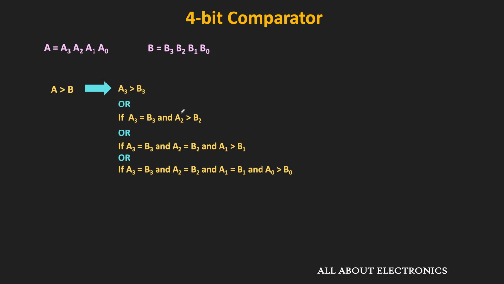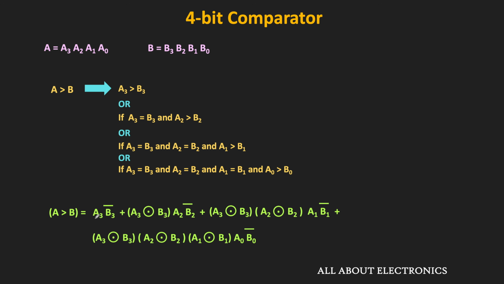And this is the logical expression for the same thing. Here, A3.B3 bar represents A3 greater than B3. Likewise, A3 XNOR B3 represents A3 is equal to B3. Similarly, A2.B2 bar represents A2 greater than B2. And likewise, we will have the other two terms.